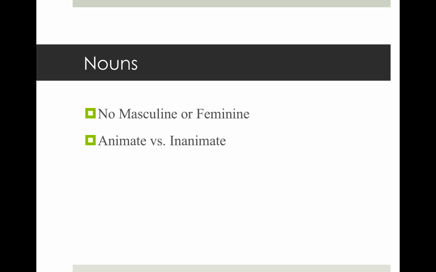Okay, so nouns, in certain languages, many languages, we have masculine nouns and feminine nouns. You don't have that in Sumerian. What they do distinguish, though, is animate versus inanimate. So something living versus not living, right? That's not terribly important. I just want to point that out. But there is no masculine or feminine distinction.